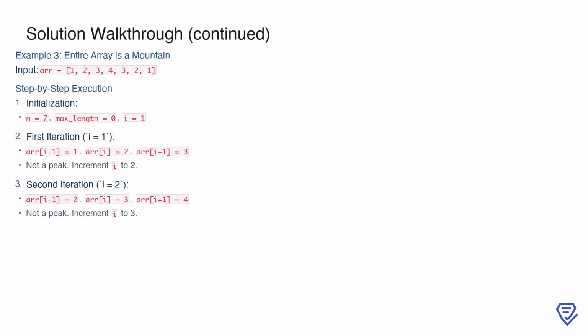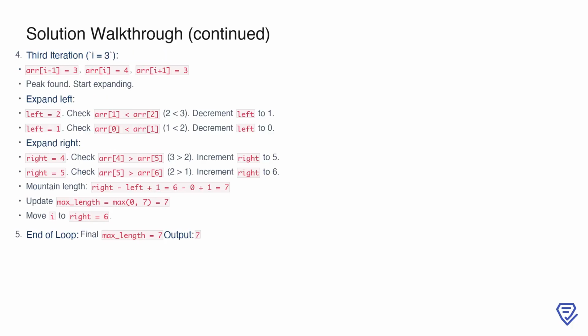In the second iteration, the values are ARR[I-1] equals 2, ARR[I] equals 3, and ARR[I+1] equals 4. Once again, this is not a peak, so we increment I to 3 and proceed to evaluate the next set of values. At the third iteration, the values are ARR[I-1] equals 3, ARR[I] equals 4, and ARR[I+1] equals 3.